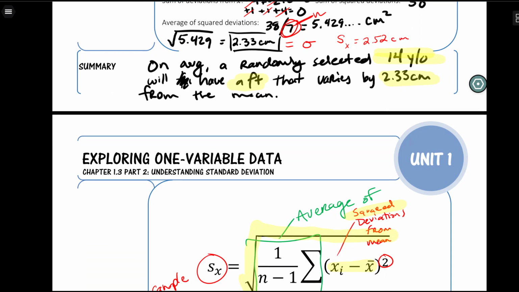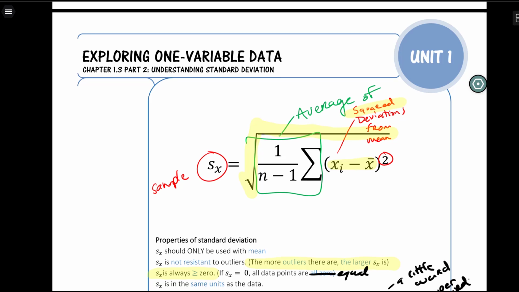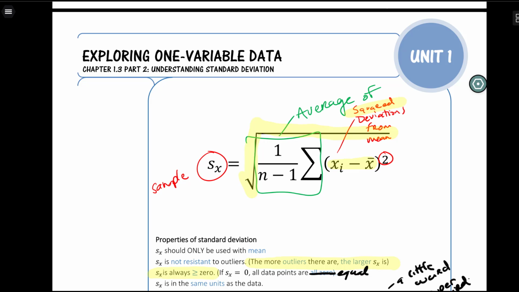It's a very long, complicated rationale as to why we do this, and it's beyond the scope of our course. But we divide by n minus 1 because of this thing called degrees of freedom, which we'll discuss a little bit later on. But the idea here is that it's making a more conservative estimate because you are working with a sample and not the population.